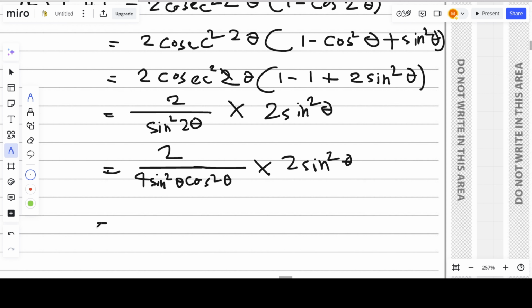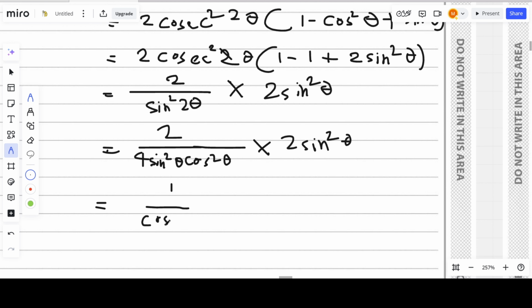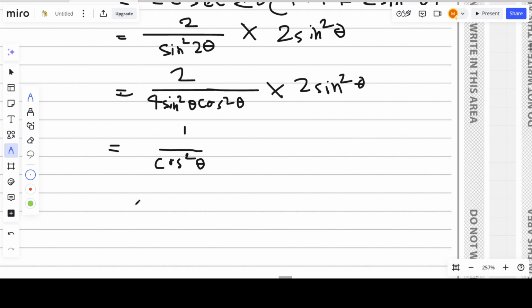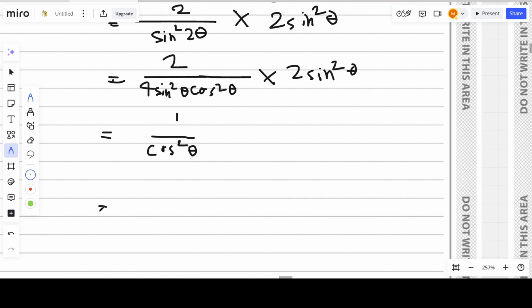Then what can we do? Look, 2 times 2, this is 4. So this 4 and that 4 on the denominator will cancel out, and sin squared theta from the top will cancel out the sin squared theta at the bottom. So we can write 1 over cos squared theta. 1 over cos squared theta can be written as sec squared theta, but we will not write this yet. One approach you can write this way, both approaches will be fine.